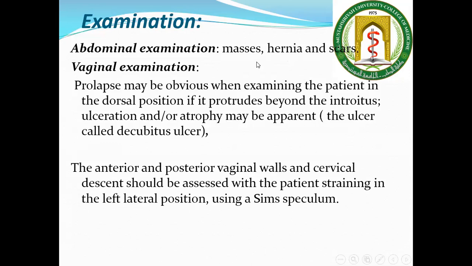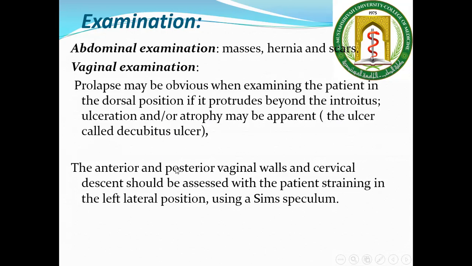Examination: abdominal examination for masses, hernias, and scars. Vaginal examination: prolapse may be obvious when the patient is in the dorsal position, lying on her back on the bed with the legs flexed, and we see if any mass protrudes beyond the introitus. Again, if any mass protrudes, we should look for any ulceration or atrophy. This is called the decubitus ulcer.